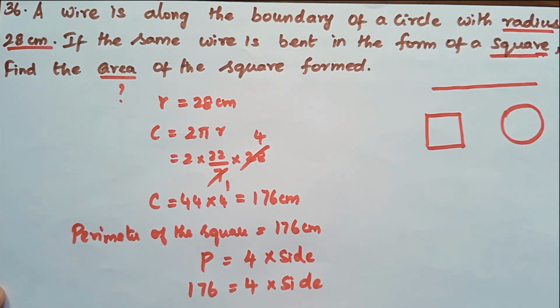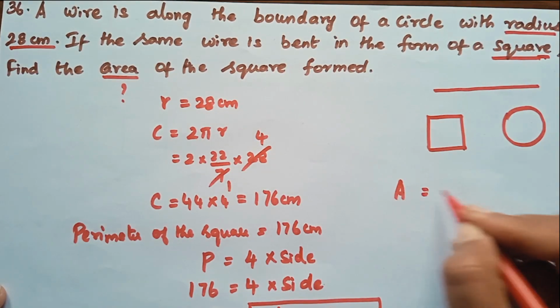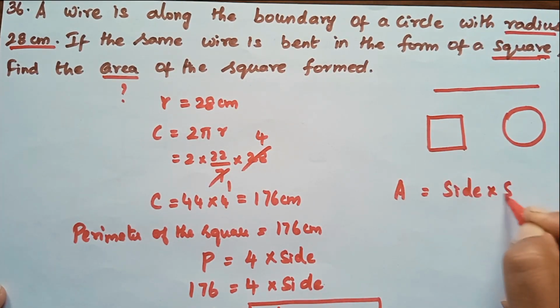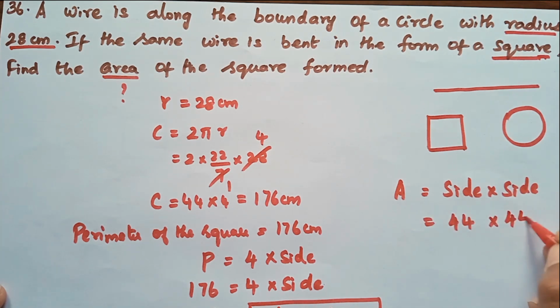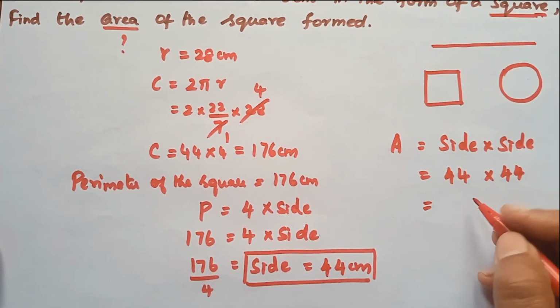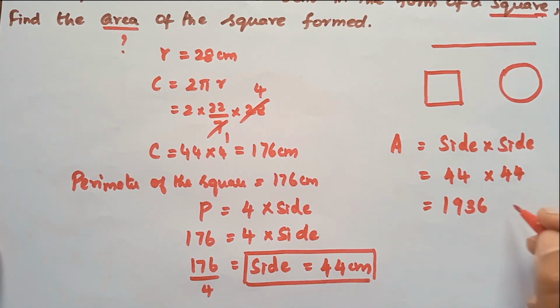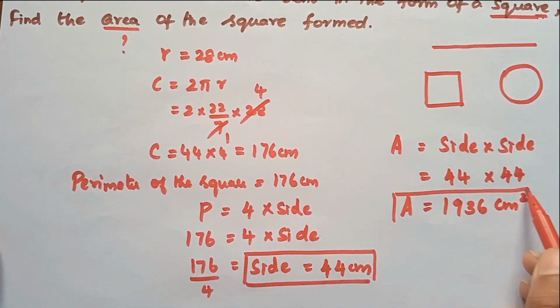From this we can find the side of the square, 176 divided by 4, which is nothing but 44 centimeter. So we got side is equal to 44 centimeter. From this we can find the area of the square. Area of the square is side into side. So 44 into 44 is nothing but 1936 centimeter square. So this is the area of the square.